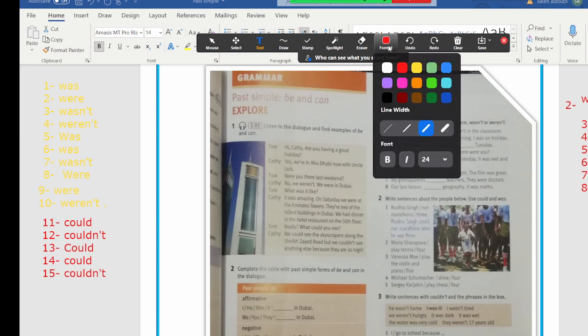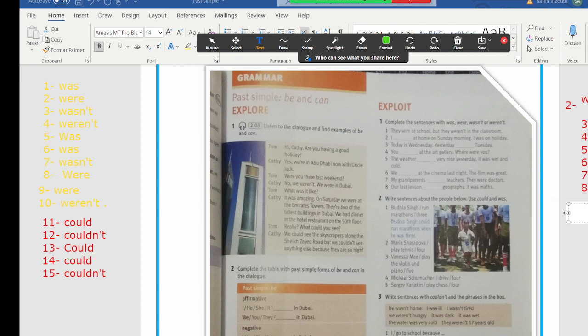Exercise number 2. Write sentences about the people below. Use could and was. The first one is done. I will read it. Bolt could run marathons when he was 3. When he was 3. The second one.